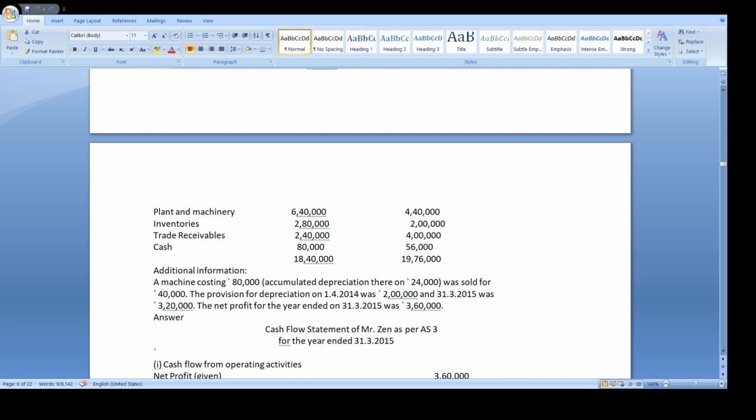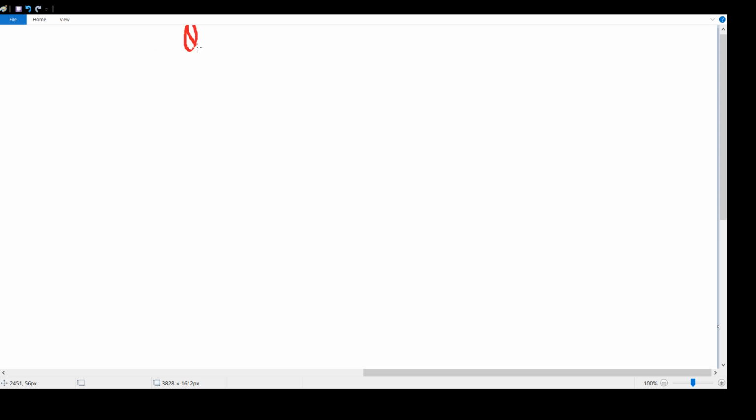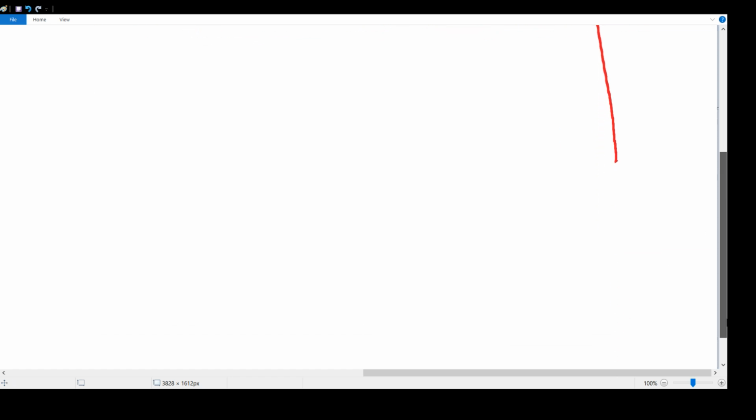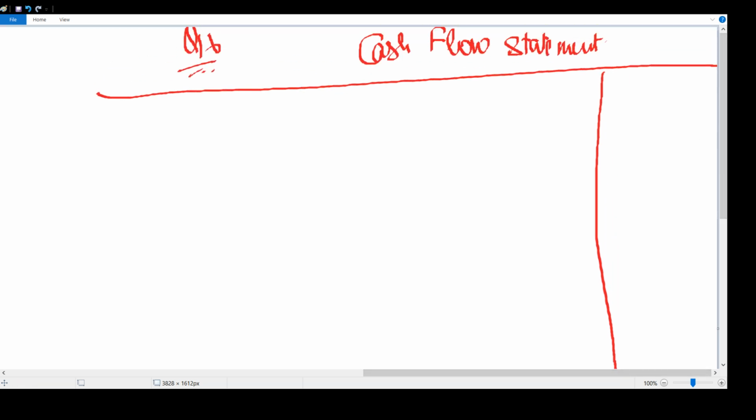Question number 16. Cash flow statement. Okay, now see. Cash flow statement.